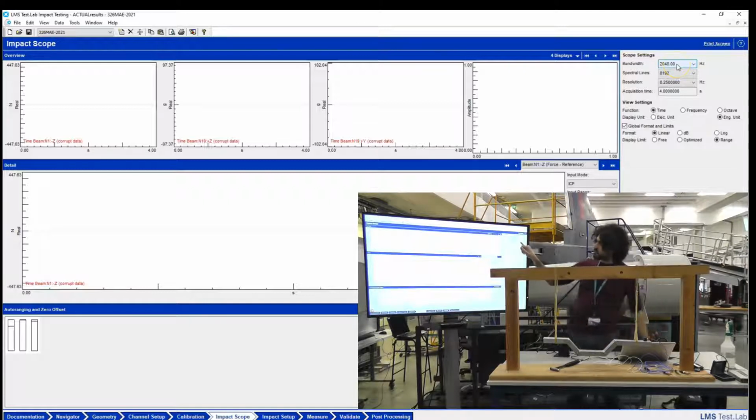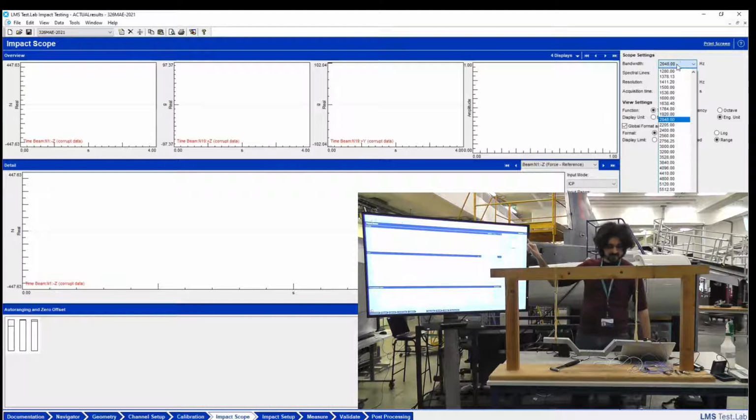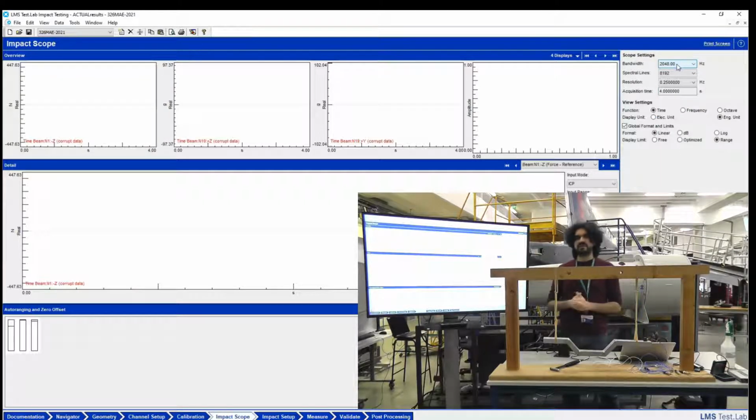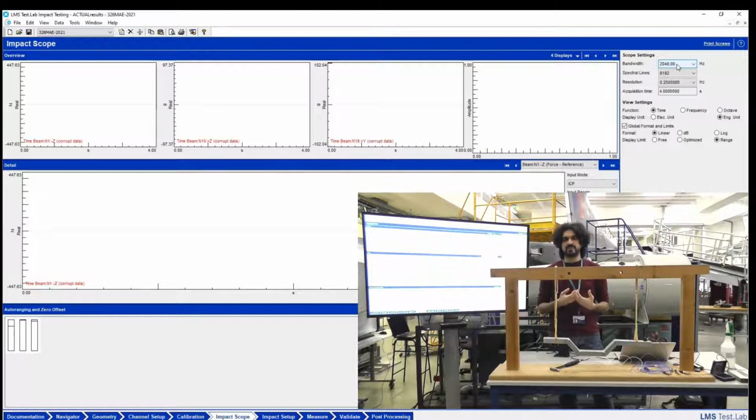I don't have 2000 Hertz. I can only choose 2048 or 1024. That's because, in order to have spectral information, we need an algorithm called the fast Fourier transform. And that algorithm is only fast if you're using a range that is a power of 2. So 2048, 1024, and the next step up would be 4096.